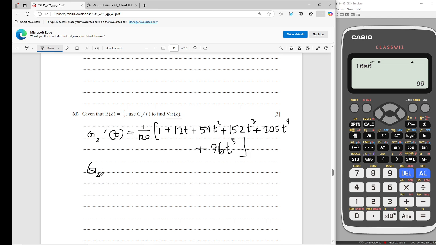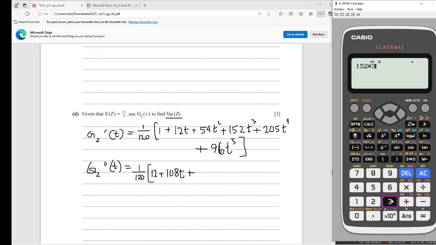Instead, let's double differentiate. So when you're double differentiating this, you get 1 over 120, and now our constant goes away. We're going to get 12 plus 108t plus now 152 times 3. I think it's going to be 456. Yeah.